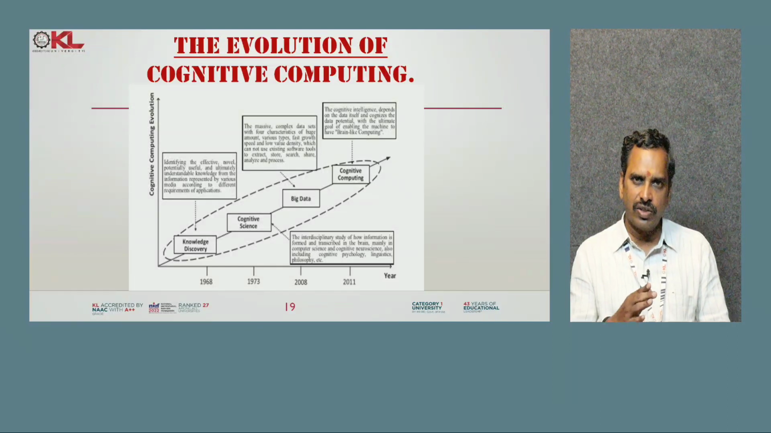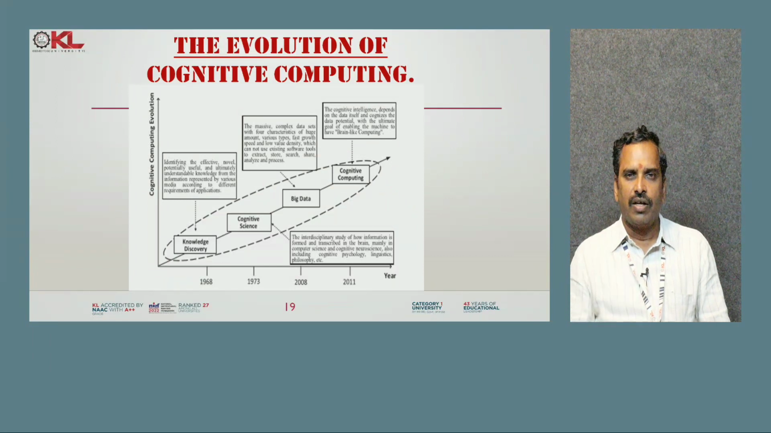1973, this is evolution phase 1, knowledge discovery to cognitive science, which is an interdisciplinary study of how information is formed and transcribed in the brain, mainly in computer science and cognitive neuroscience, also including cognitive psychology, linguistics, philosophy, etc.